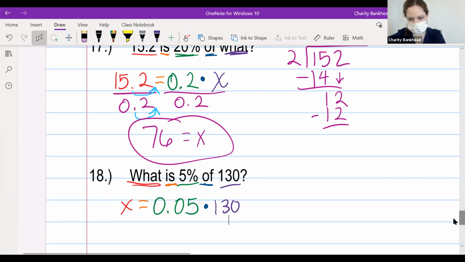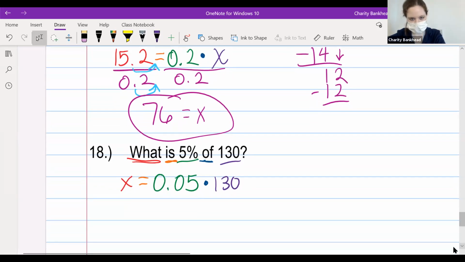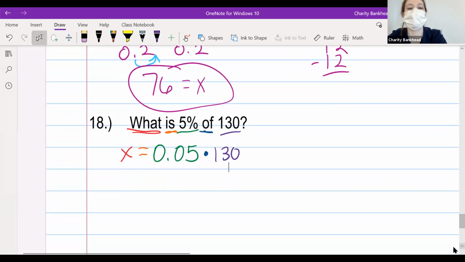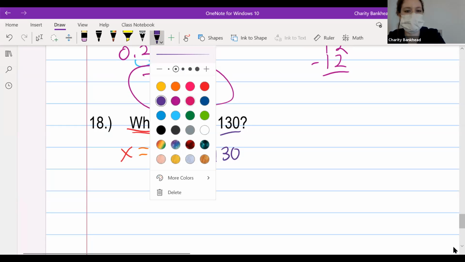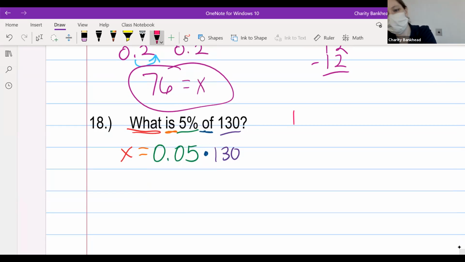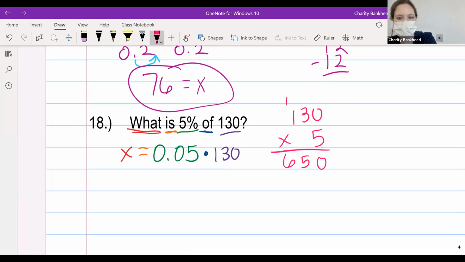So then all we have to do is just multiply 0.05 times 130. I'm just going to start out by writing 130 times 5. So that's 650. And then for the decimal point, I have 2 numbers after the decimal point. So here I'm going to have 2 numbers after the decimal point. So the answer would be X is equal to 6.5.